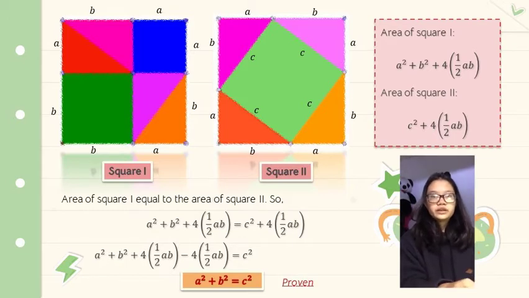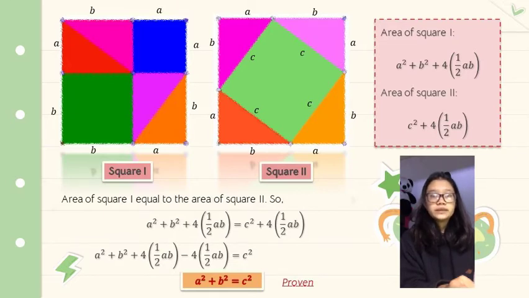From this picture, we know that the area of square 1 equals the area of square 2. So, a square plus b square plus 4 times 1 over 2ab equals c square plus 4 times 1 over 2ab. The 4 times 1 over 2ab on the right side, we move to the left side.